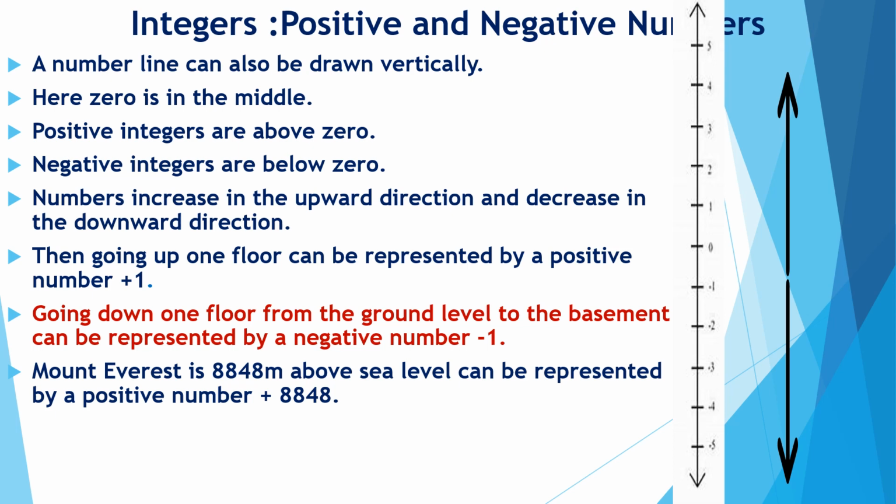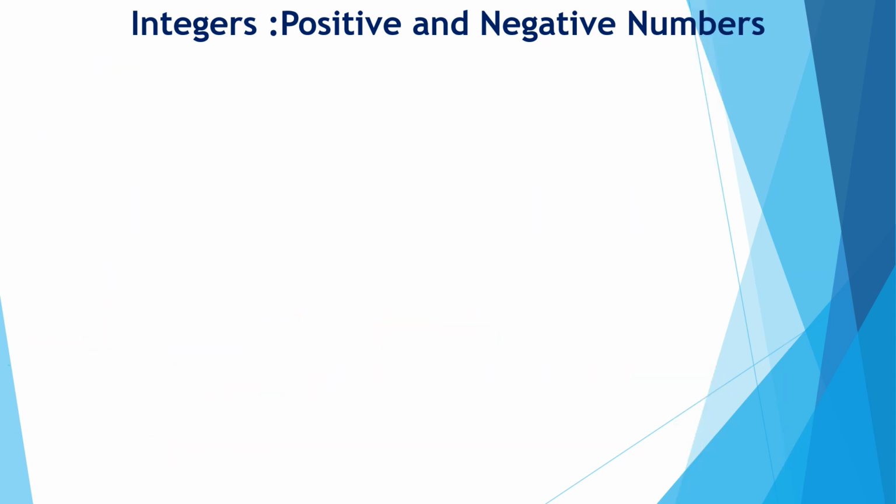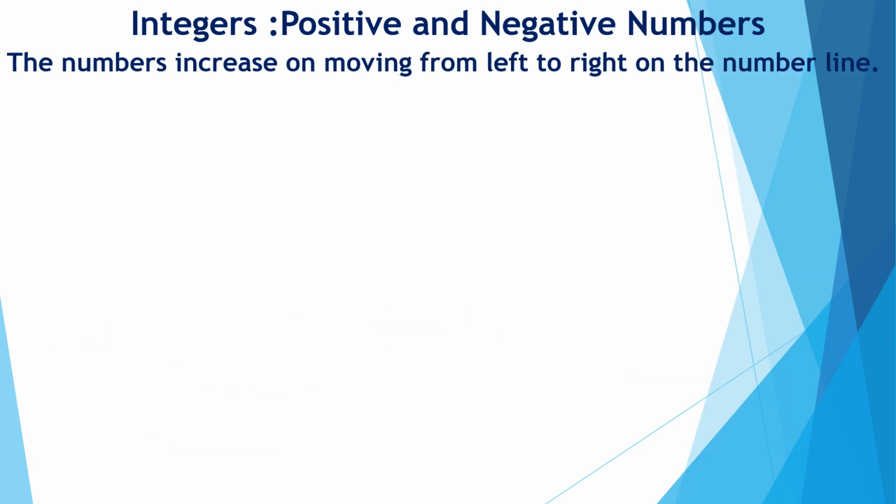Mount Everest is 8,848 meters above sea level. It can be represented by a positive number, +8848. The Dead Sea is 430 meters below sea level and can be represented by a negative number, -430. The numbers increase on moving from left to right on the number line.